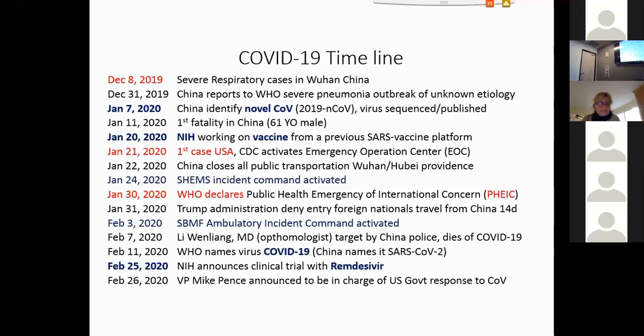On February 7th, Li Wenliang, an ophthalmologist in China, died of coronavirus. On February 11th, the World Health Organization named the disease COVID-19. And then on February 25th, NIH announced the clinical trial with remdesivir. And then on February 26th, a person was designated to be in charge in the US government.